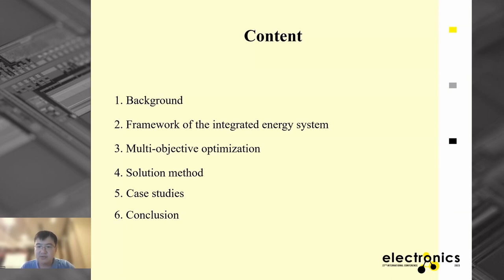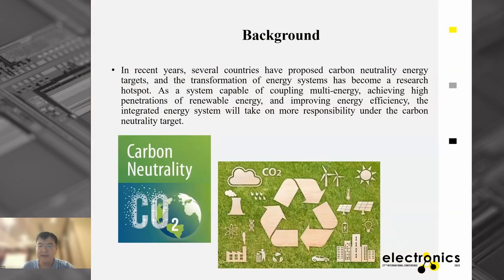In part one, I will start with a brief introduction of our research background and then come to the framework of the integrated energy system. Next, I will present the multi-objective optimization, then the solution method, and finally the case studies. The first is the background of this paper. In recent years, several countries have proposed carbon neutrality energy targets, and the transformation of energy systems has become a research hotspot. As a system capable of coupling multiple energies, achieving high penetration of renewable energy and improving energy efficiency, the integrated energy system will take on more responsibility under the carbon neutrality target.